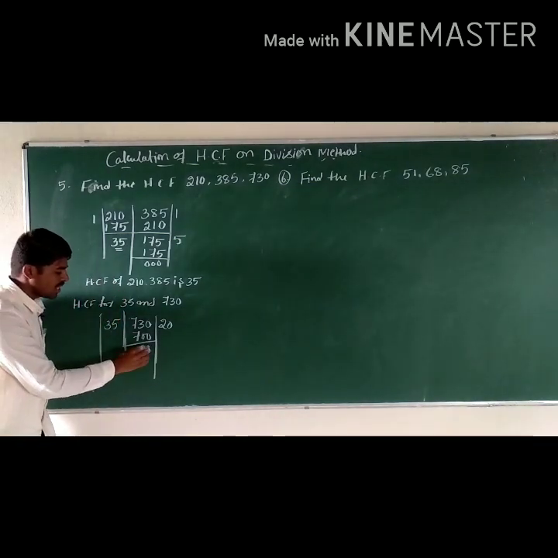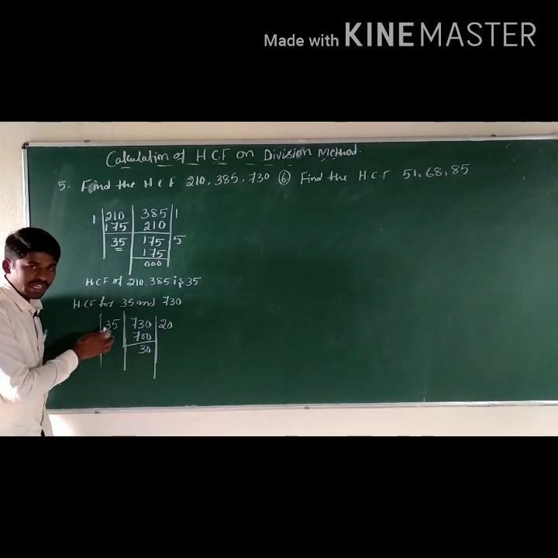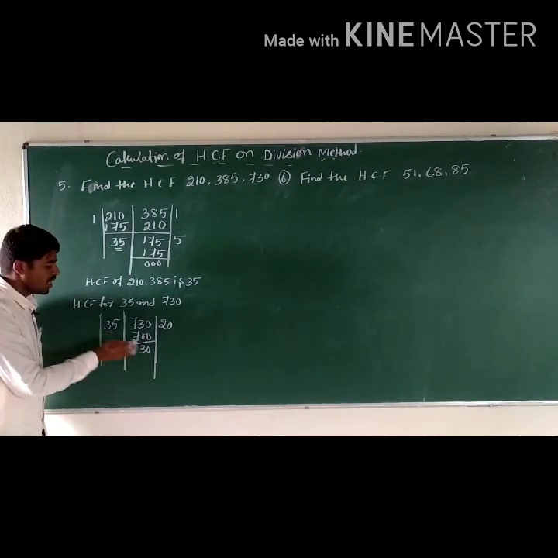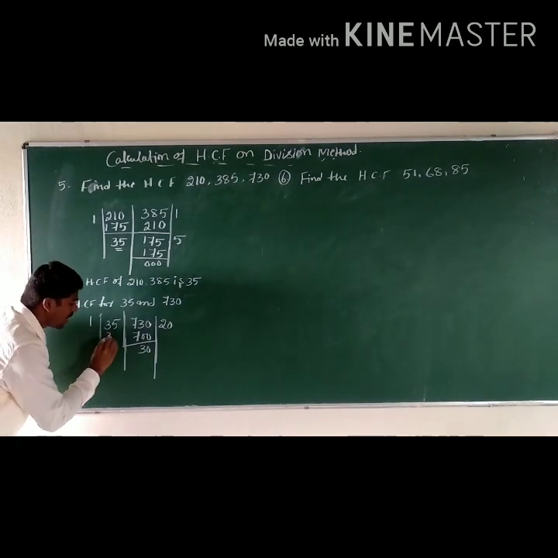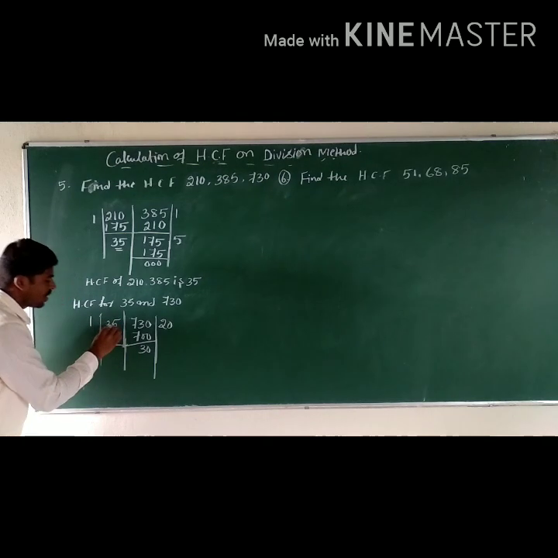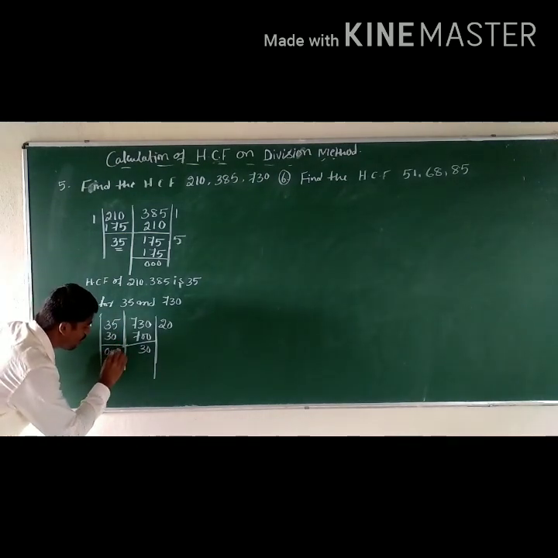Now 30 is the lowest value and 35 is the highest value. With the help of this 30, divide the highest value, 35. Now 30 ones are 30. Okay, now what do you get? 35 minus 30, we get 5.